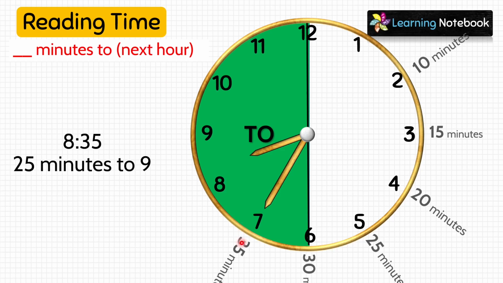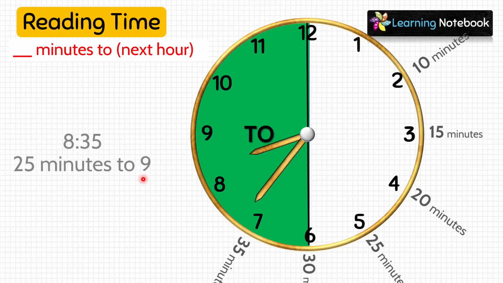35 minutes have passed. So how many minutes are remaining to next hour? Which is the next hour? 9. So 25 minutes are left to next hour 9. So we will read this time as 25 minutes to 9.